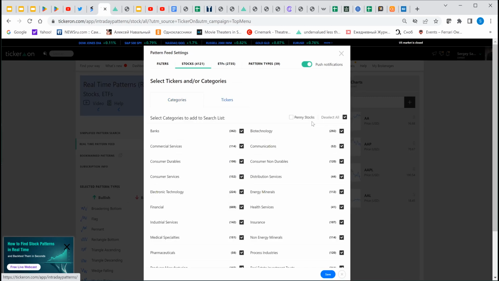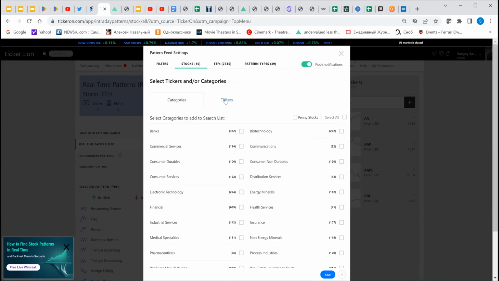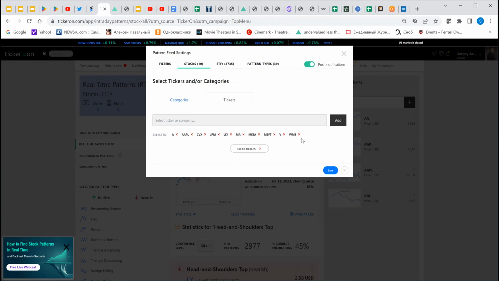Because what you can do, you can unselect, go to tickers, and then if you save, the search engine is going to be searching in only this list. Okay, please remember this element, because when I show you how to use it in combination with the screener, it's actually possible to put all the stocks you are interested in from a screener. And I will show you how to do that when we get to that point, okay?